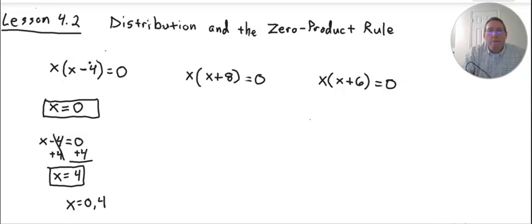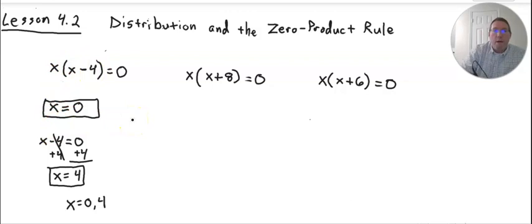We're going to do the exact same thing here. So for x times x plus 8 is equal to 0, we're going to separate it. You're going to do this every time. You're going to write out two separate equations. The first equation is going to be this thing equals 0. The second equation is going to be this thing equals 0, just like we did here. We did x equals 0, and we did x minus 4 equals 0.